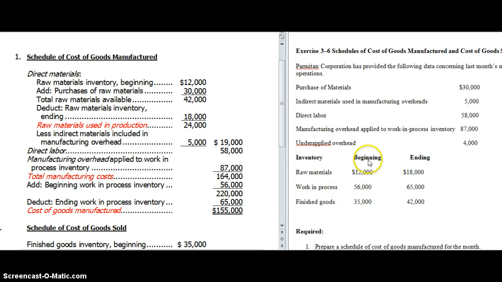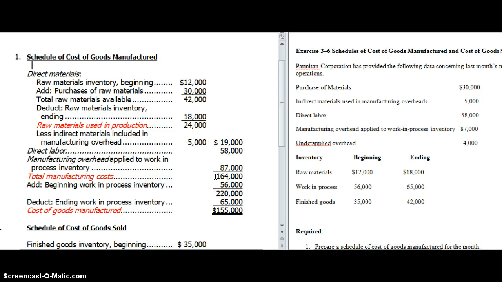Now, if you look here, the beginning work in process is 56,000. The beginning work in process is that work in process which was incomplete last year and which you completed the production of in this year. So because you completed the production in this year, you will add the cost of the beginning work in process inventory, which is 56,000, to the total manufacturing cost.